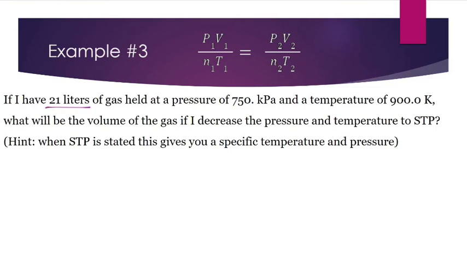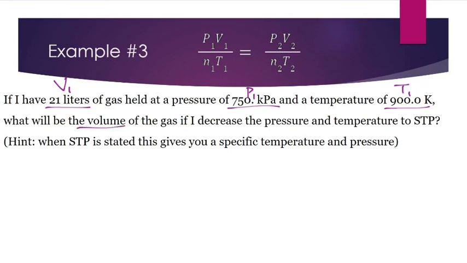Okay, so if I have 21 liters of a gas, and this is where it gets a little bit tricky because it doesn't tell you what that is. That's where we have to be recognizing these variables that we've been learning. Liters is a measure of volume, so that's our V1. And we're held at a pressure of 750 kPa. Remember, pressure has lots of different units, so I'm glad it told us it was pressure. That is our P1. And a temperature of 900 K, so that's our T1.